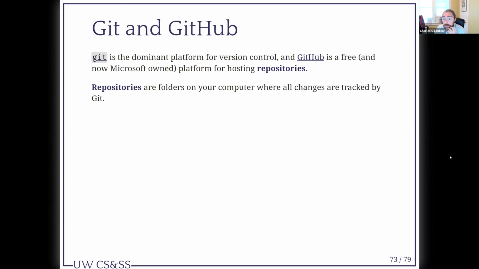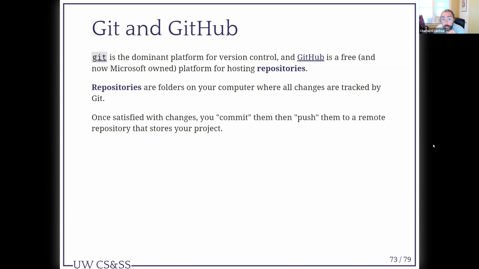Repositories are just folders on your computer. And in these folders, every change you ever do to any files gets tracked by Git software. Once you get satisfied with changes, so if you make a bunch of changes to some files in that repository, you just commit them and push them to a remote repository that stores your project.